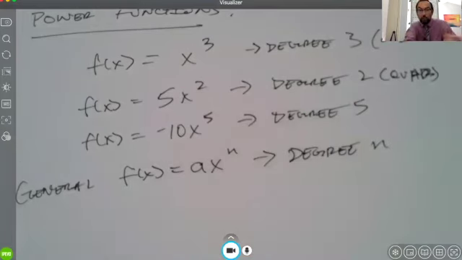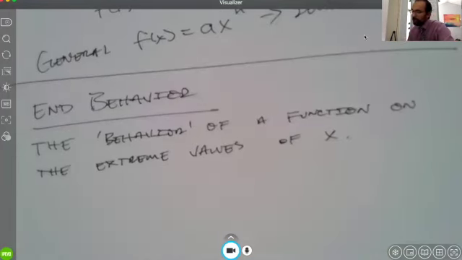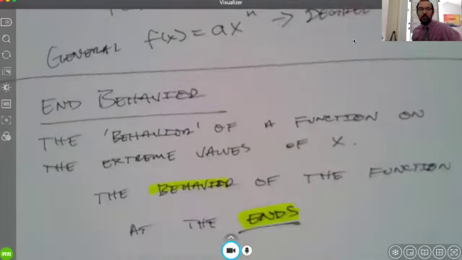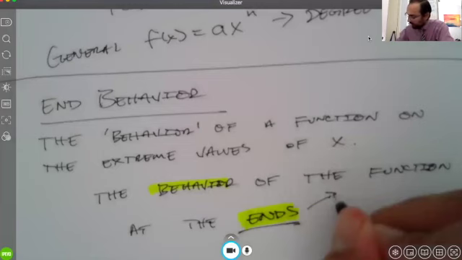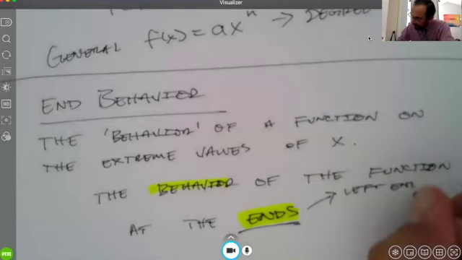So let's go ahead and talk about what the heck is end behavior. A formal definition of end behavior would be the behavior of a function at the extreme values of x. Well, what are extreme values? Extreme values being really big and really small values, so positive infinity and negative infinity. So basically, in layman's terms, the end behavior is the behavior of the function at the ends. And what do I mean by the ends? Well, the ends would be the left end and the right end.